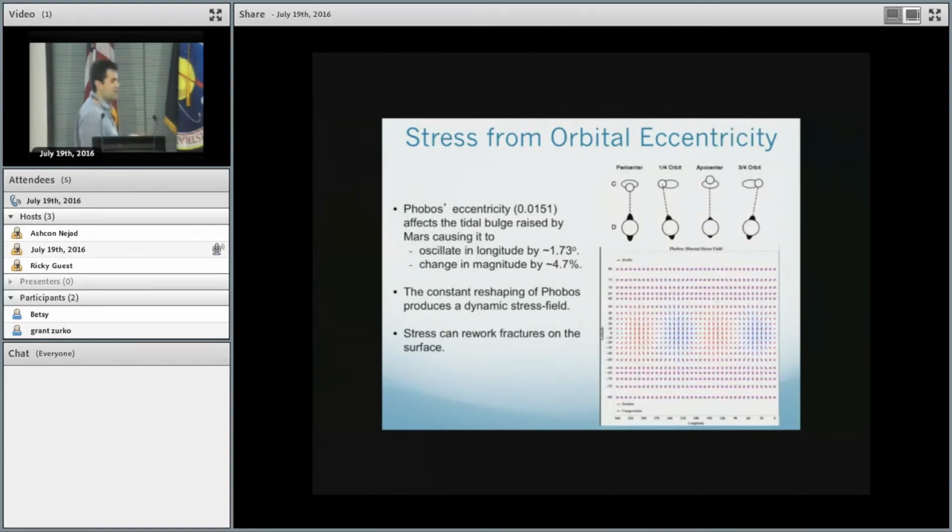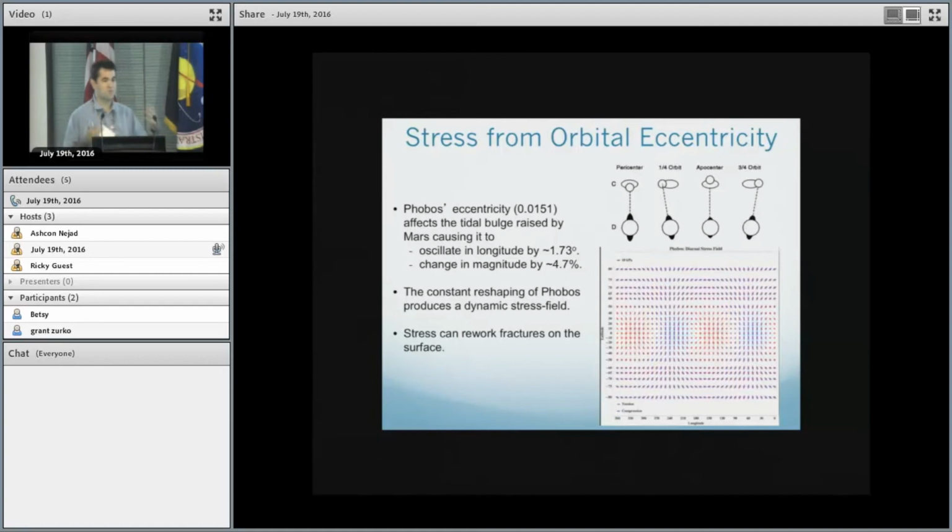And so now I'd like to talk about stresses from orbital eccentricity, something different. Because the orbit isn't circular, Mars seems to oscillate in the sky on Phobos. At 0 degrees longitude, 0 degrees latitude, if it were a completely circular orbit, Mars would just hang in the sky right above that point and never move. But because of the eccentricity, the tidal bulge that you're standing on is going to pump in and out, so you're going to rise up and down throughout the orbit. And also the location of Mars above you is going to oscillate a few degrees in longitude.